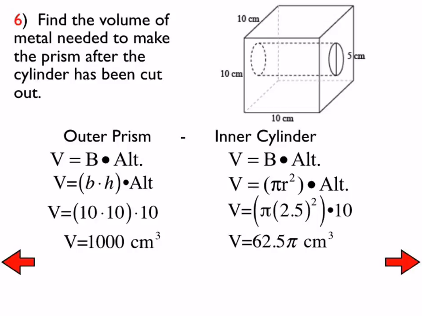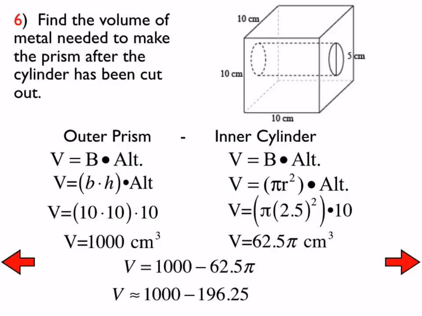So you'll have to figure out what 62.5 times 3.14 is, and that is 196.25. And now 1,000 take away 196.25 is 803.75 cubic centimeters. Questions?